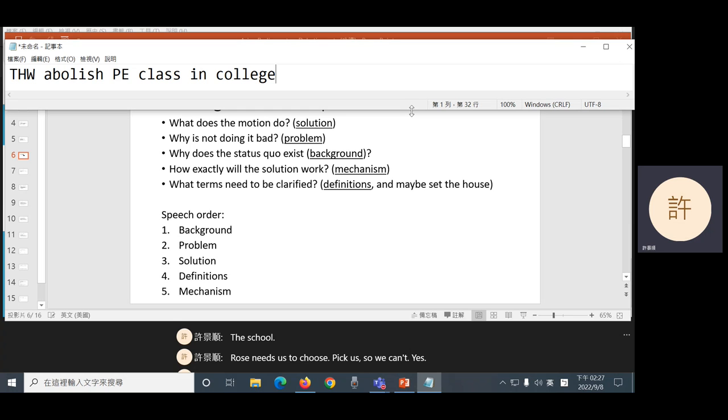The solution is we can open gymnastics in school. And maybe we can change the PE class to an elective to make the students who want to exercise volunteer.